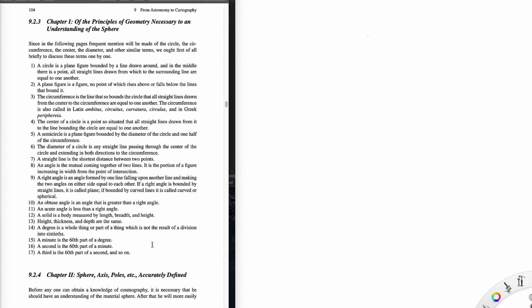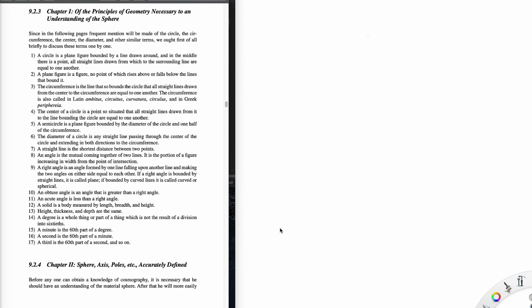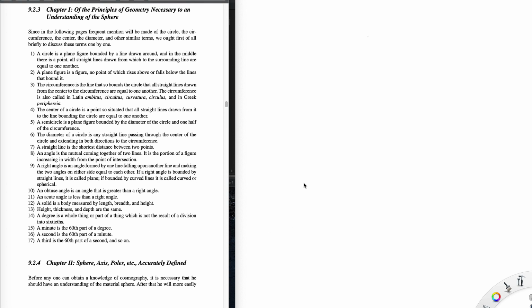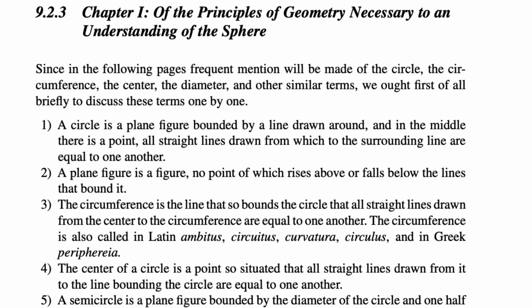Okay, now let's move on to his chapter 1. Chapter 1 is a review. This is on page 104 in A Student's Guide to the Great Physics Texts. Chapter 1 is the principles of geometry necessary to an understanding of the sphere. So I'm going to spend a few minutes going through this because it might have been a little while since some of you have taken a geometry course. And there's nothing really that complicated here. He's just reminding us of some terminology in geometry.